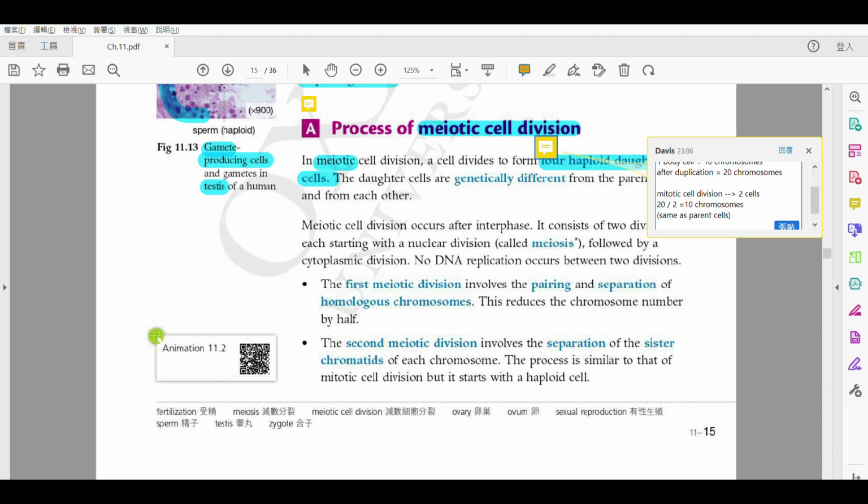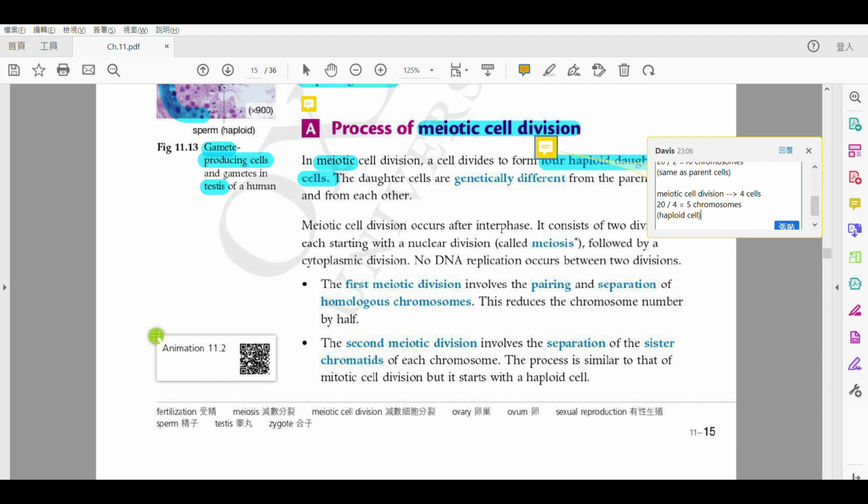Okay? But then for meiotic cell division, meiotic cell division will form 4 cells. Alright? So again, this time it's not divided by 2, but divided by 4. So the answer is 5 chromosomes. So in terms of number, if 10 chromosomes is diploid, then 5 chromosomes should be haploid. Okay, it should be a haploid cell.